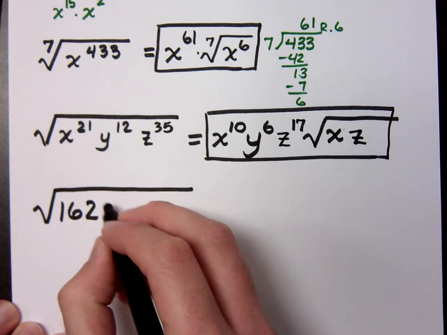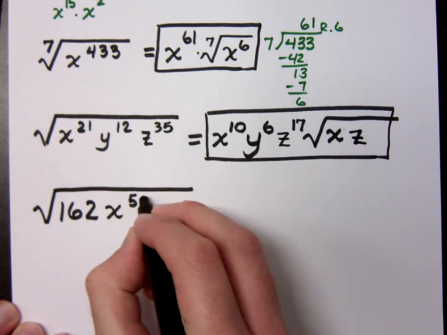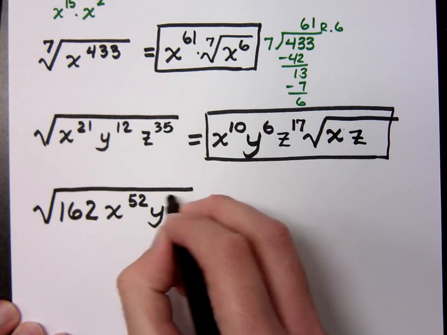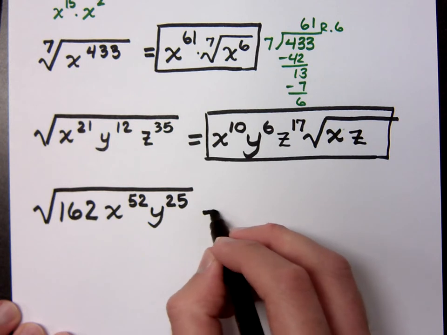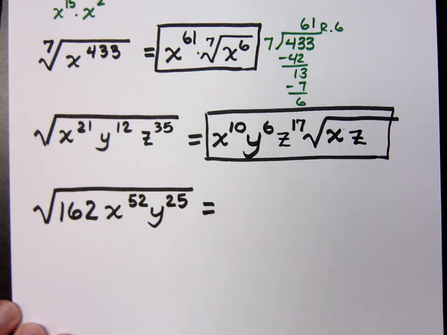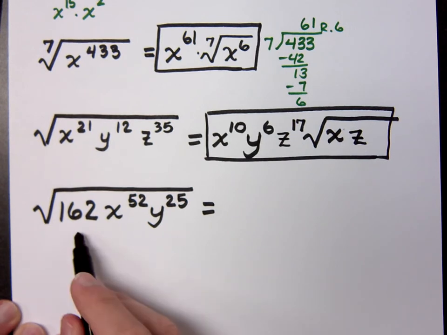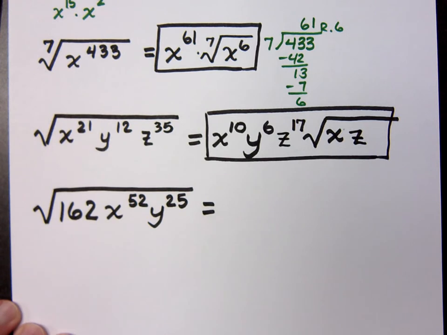How about the square root of 162, x to the 52nd, y to the 25th? I would say 162. What am I going to do here? So what's the square root of 162? It's 81? How'd you get that? Oh, no.